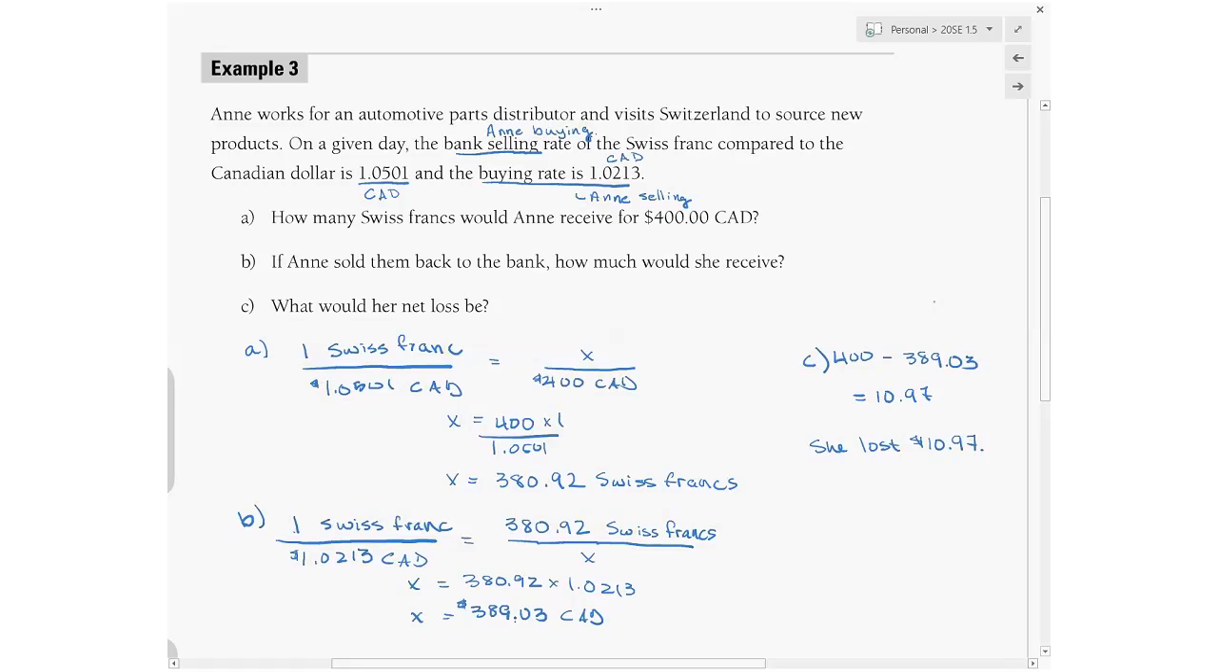This is still even more simple than what would happen if you walked into the bank, because the banks usually only deal in paper money. They don't give you any coins. So these numbers would actually be all a little bit different, but we won't worry about that. We'll just go with these numbers here and find out that she lost $10.97 in the deal.